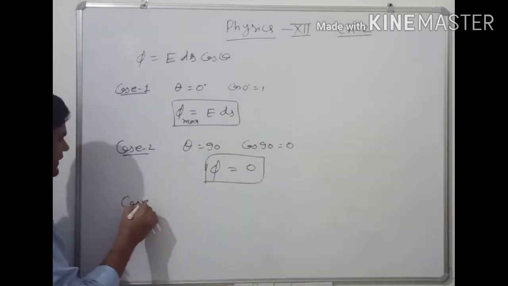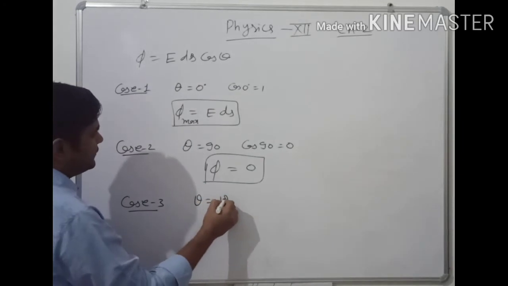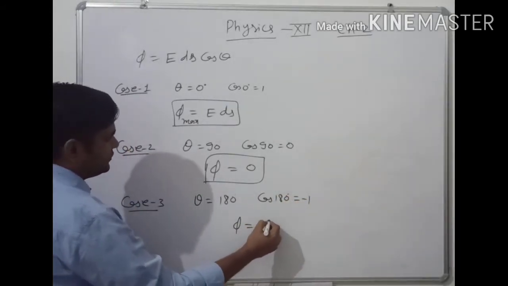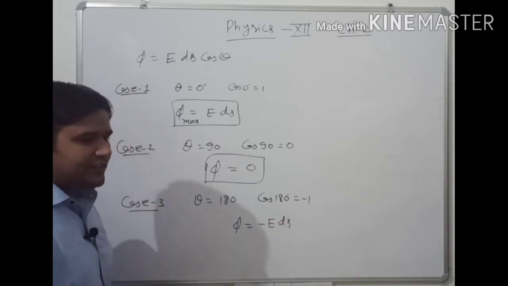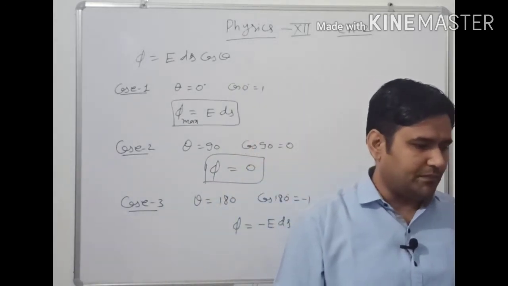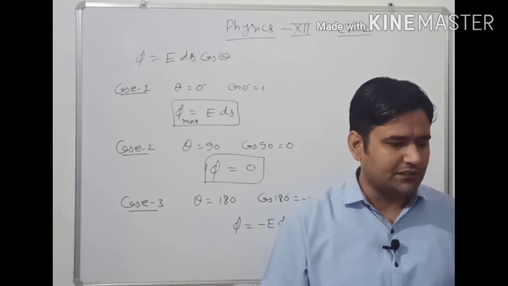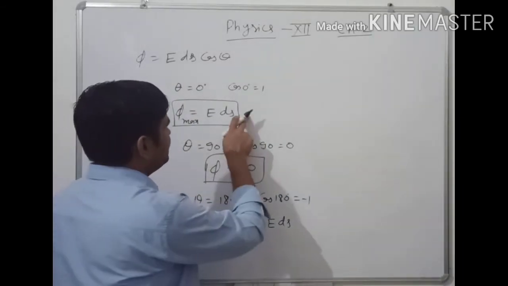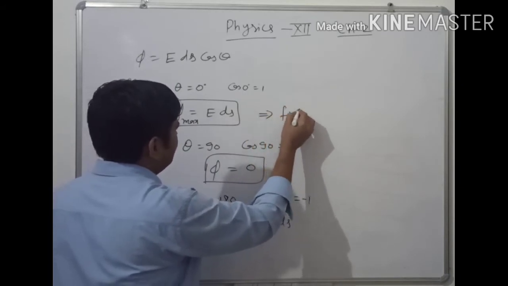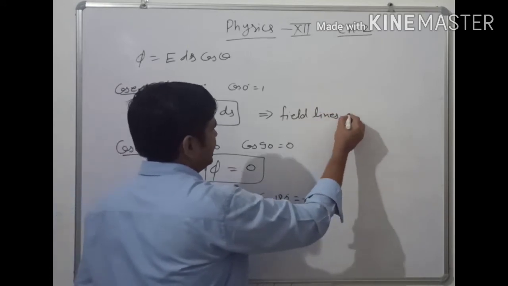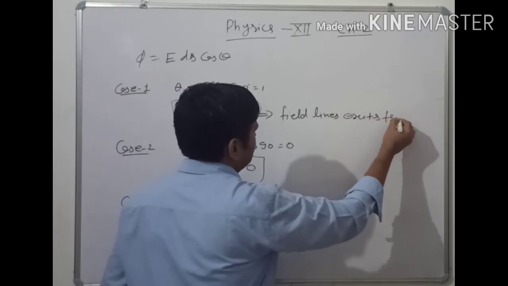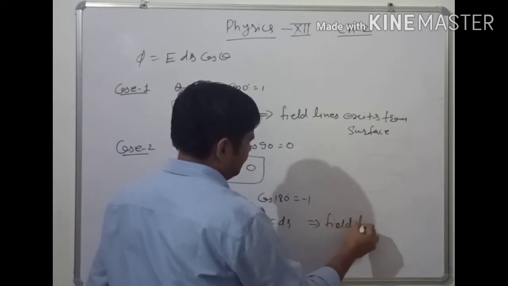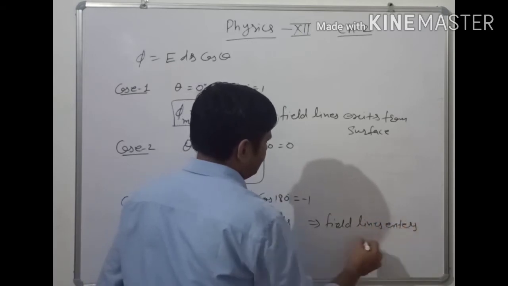Okay, next we will consider case number 3: theta equal to 180 degree. What is the value of cos 180? It is equal to -1, that's why phi is minus E dot ds. Check the value of cos 180: is it minus or plus? It is -1. So what happens here? The electric field lines enter into the surface. In the earlier formulation E dot ds, the field lines exit from the surface, going outward, and in this case the field lines enter into the surface.